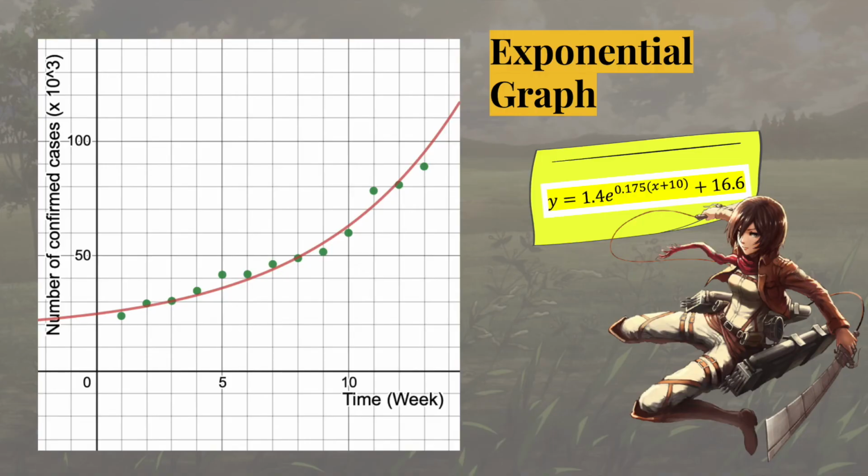The exponential graph above is drawn using an online graphing calculator called Desmos. To draw this graph, we just need to put the weekly data from before into the table in Desmos. Based on Blake van Berlo's exponential model, we can deduce that the equation of this graph is y equals 1.4 e to the power of 0.175 times (x plus 10), plus 16.6.